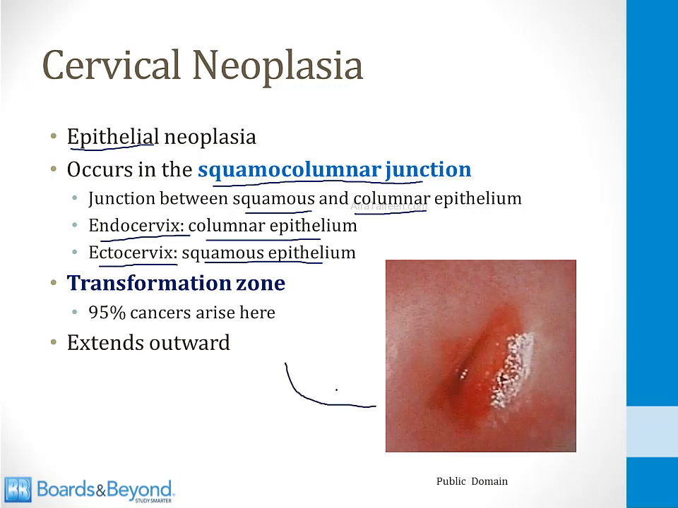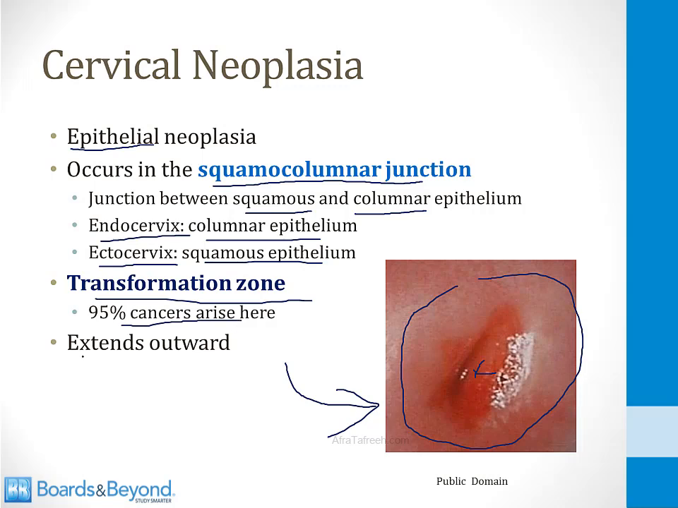And if you look at this picture on the screen, this is how the cervix looks when you examine it during a speculum exam as part of the pelvic exam on a woman. The red portion here in the middle is the endocervix. It goes down into the canal. Pink portion on the outside here is the ectocervix. So that red portion is columnar epithelium, and the pink portion is squamous epithelium. And this whole area surrounding the squamo-columnar junction is called the transformation zone. That's where the epithelium transforms from columnar to squamous, and 95% of cervical cancers arise here and then extend outward from the inside of the cervix.